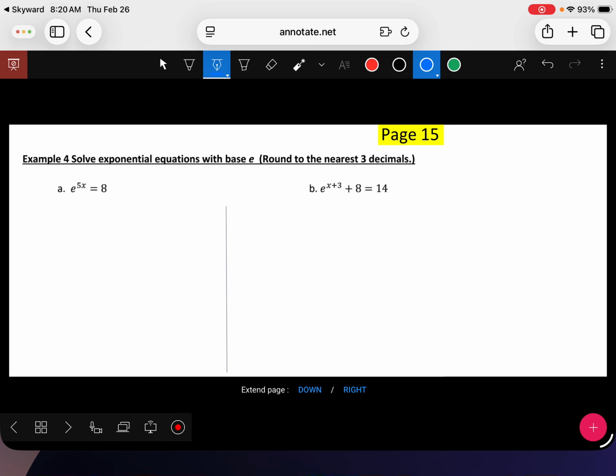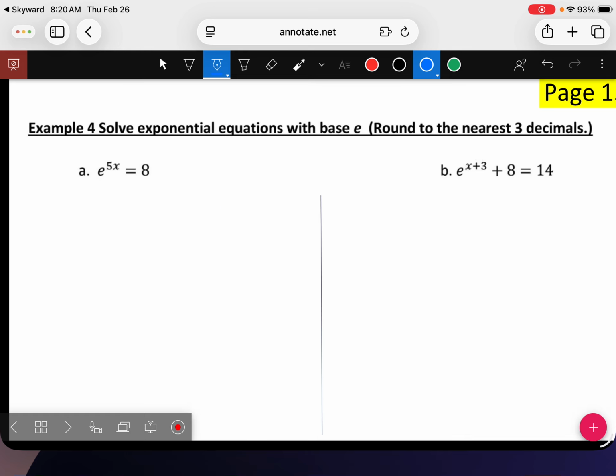All right, let's look at this first one. This is what I want you to keep in mind. Natural log and E, they're opposites. Everything in math has an opposite. So whenever you're solving an equation, if it has a natural log, you're going to put an E in there. If it has an E, you're going to put in a natural log, okay?